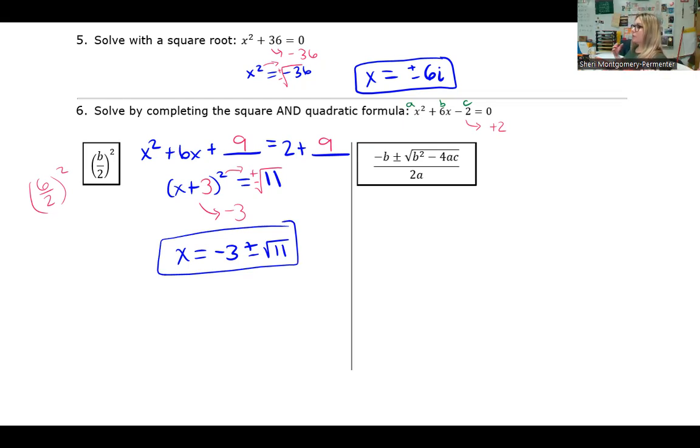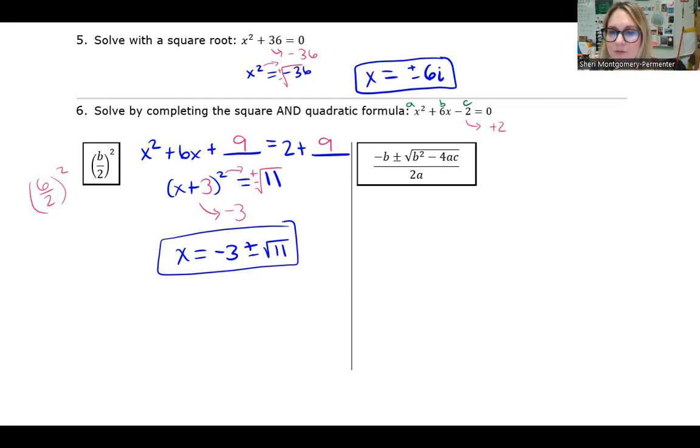Guess what? Your whole quiz is multiple choice, which means if you suck at completing the square, don't use it. You can do quadratic formula for everything, by the way. Next problem is quadratic formula. We're solving the exact same problem with quadratic formula because you can use quadratic formula on anything. So the same problem, new method.